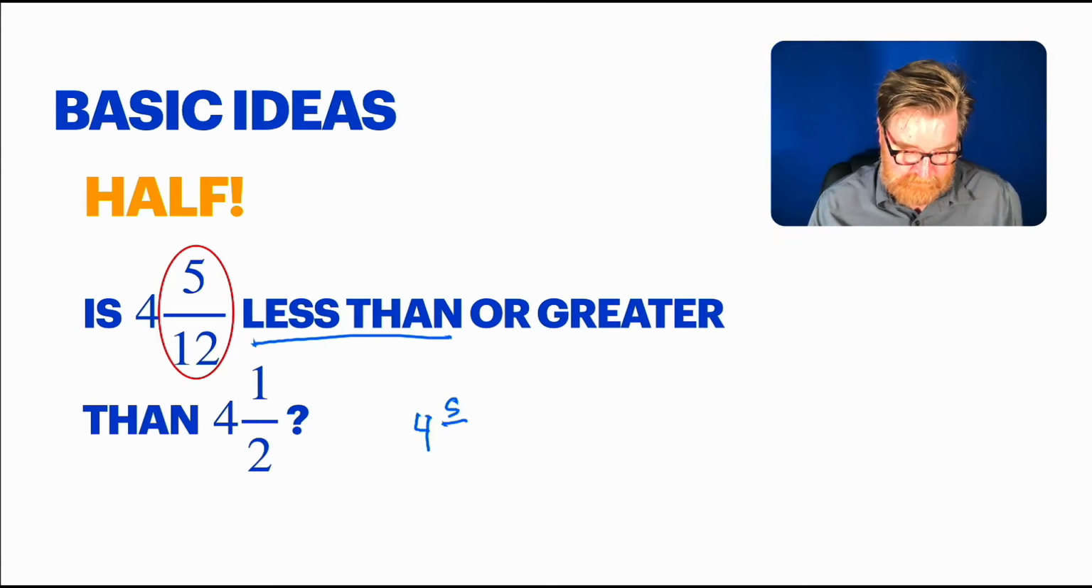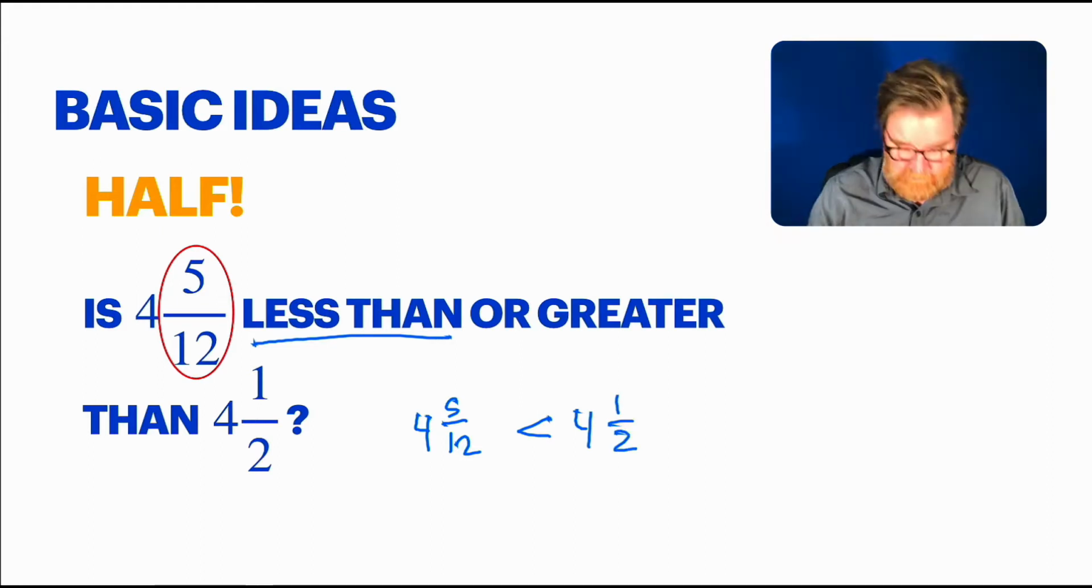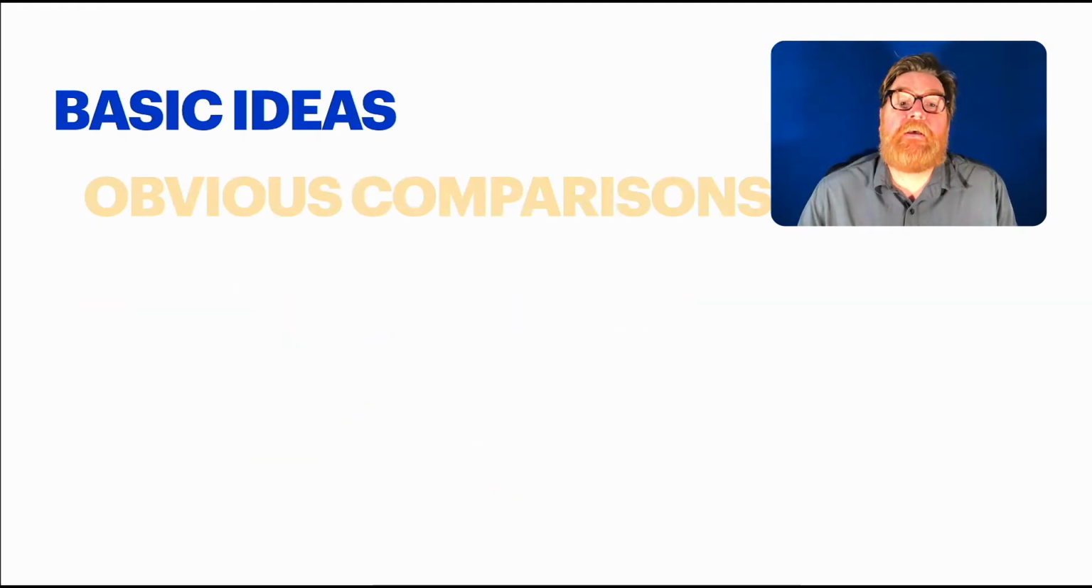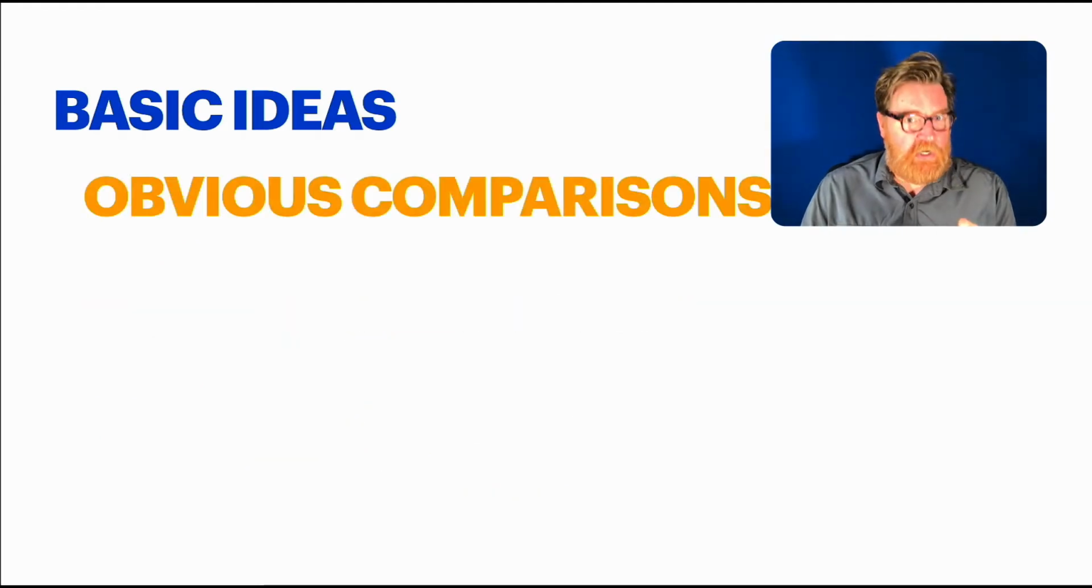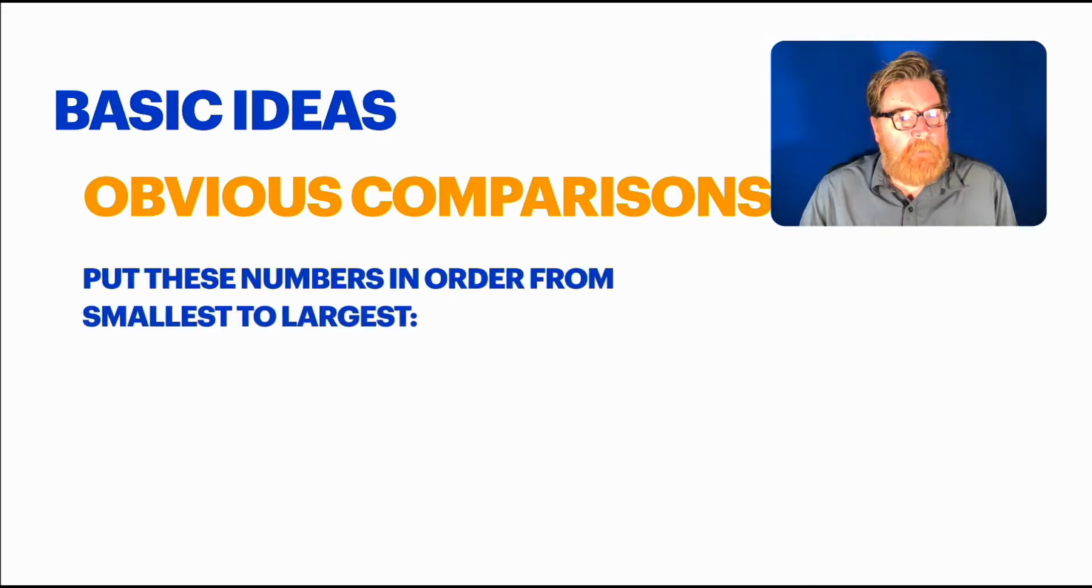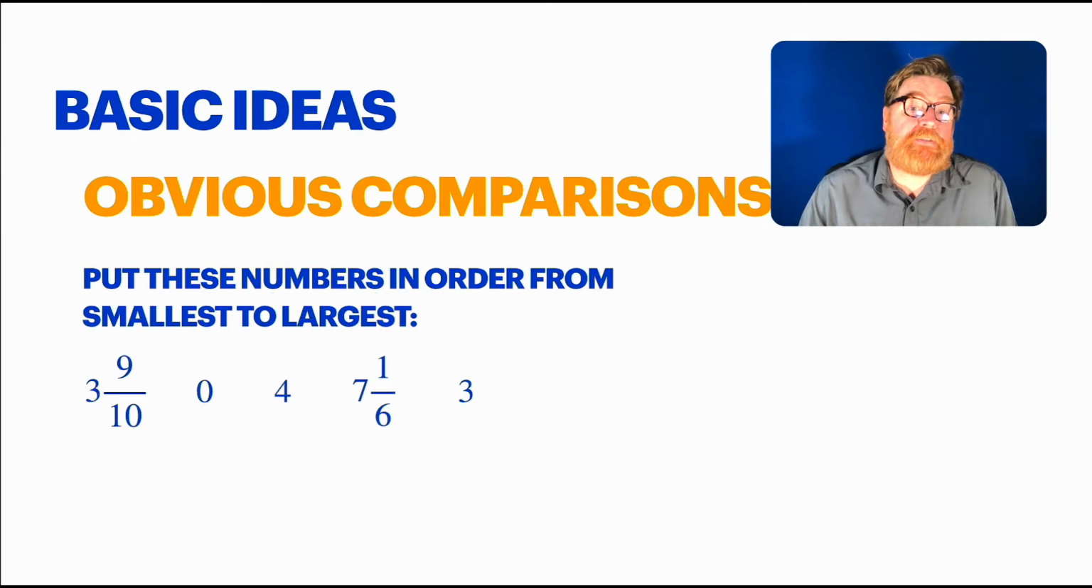In other words, 4 and 5/12 is definitely less than 4.5. Good. We've been talking about obvious comparisons with our fractions, and we should extend that to whole numbers as well. So let's say you want to put these numbers. Some of them are mixed numbers, some of them are whole numbers. Let's put them in order from smallest to largest.